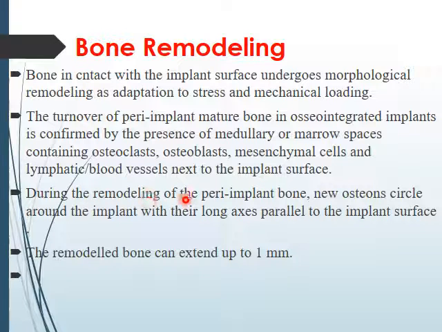During the remodeling of peri-implant bone, new osteons form circles around the implant with their long axis parallel to the implant surface. The remodeled bone can extend up to 1 millimeter.